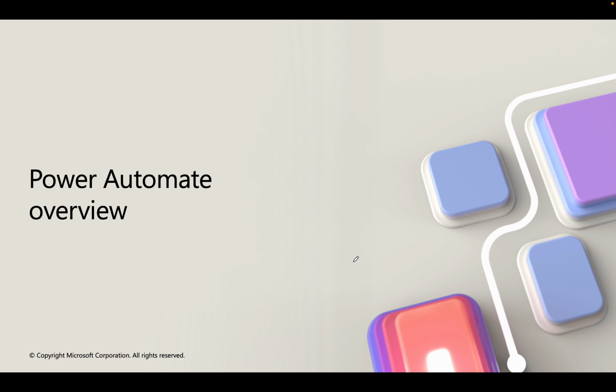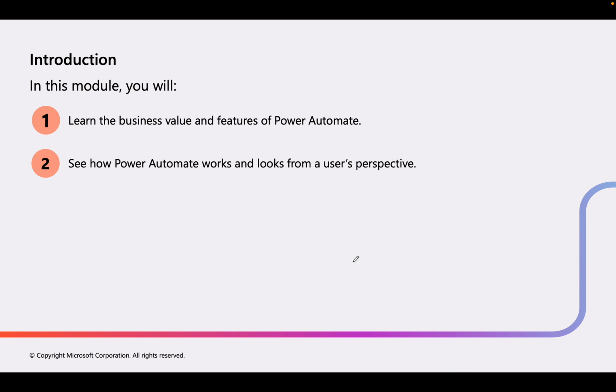Let's look at the Power Automate overview. Inside this module, we are going to learn the business values and the features of Power Automate. And for the second one, we are going to see how Power Automate can work or look from a user's perspective.